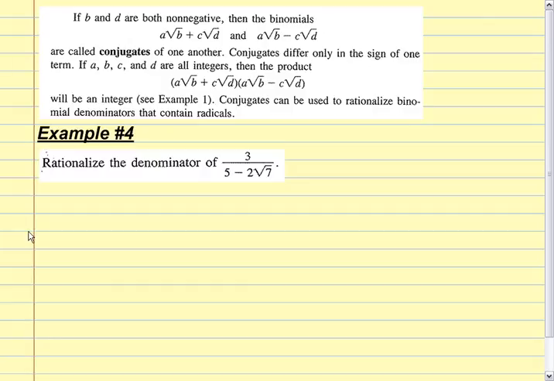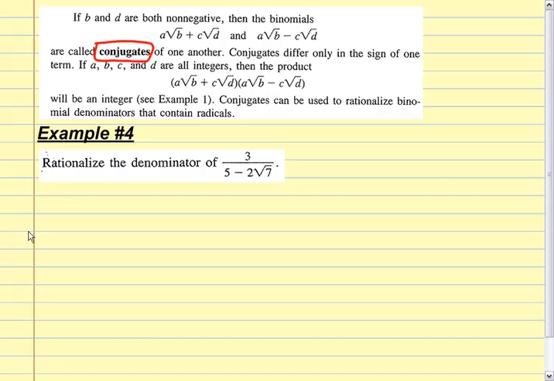Folks, for example number 4, just before we get to it, if B and D are both non-negative, and what that means, Libby, is 0 or positive, then the binomials A times the square root of B plus C times the square root of D and A root B minus C root D are called conjugates. This is an important word. Make sure that we know this and what it means.